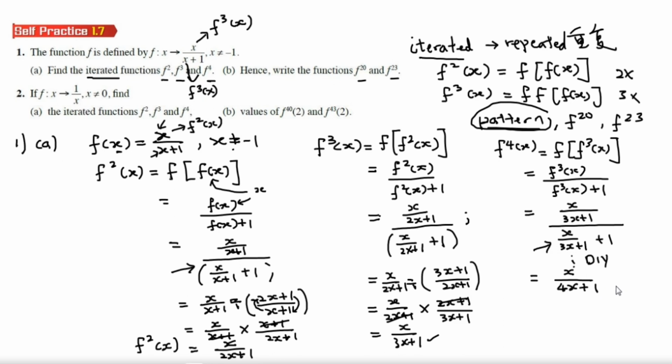Do you get the answer? Congratulations. You already know how to simplify this scary fraction. Good job, well done. Okay, not yet finished. We have to proceed to B. For B we have to find f20 and f23. We don't have to repeat this function 20 times or 23 times. We try to find the pattern.